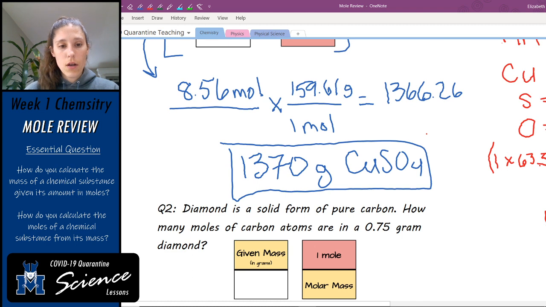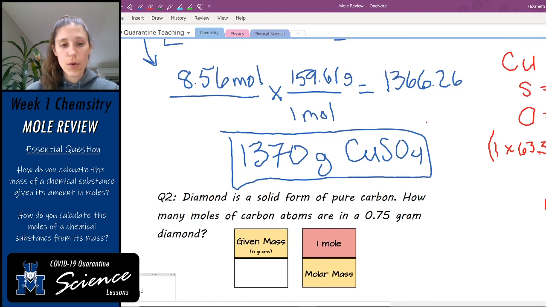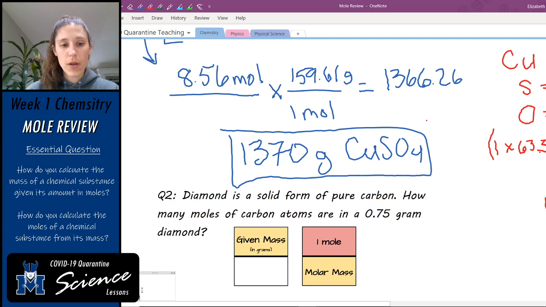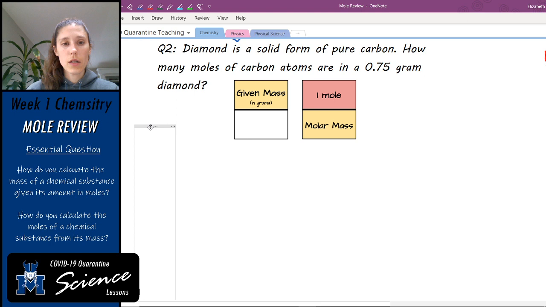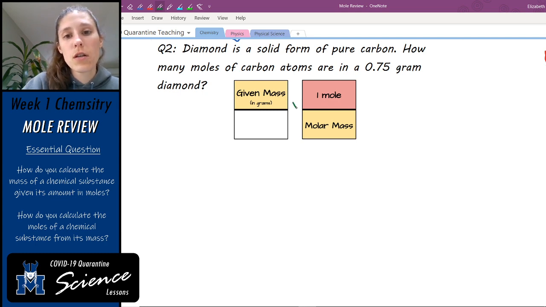Okay, the last practice problem I have for you here, and I'm going to have to give myself a little bit more space. Delete that. Okay, diamond is a solid form of pure carbon. The question is how many moles of carbon atoms are in a 0.75 gram diamond. I've already got the flashcards, how you could have them set up if you are using the flashcards.